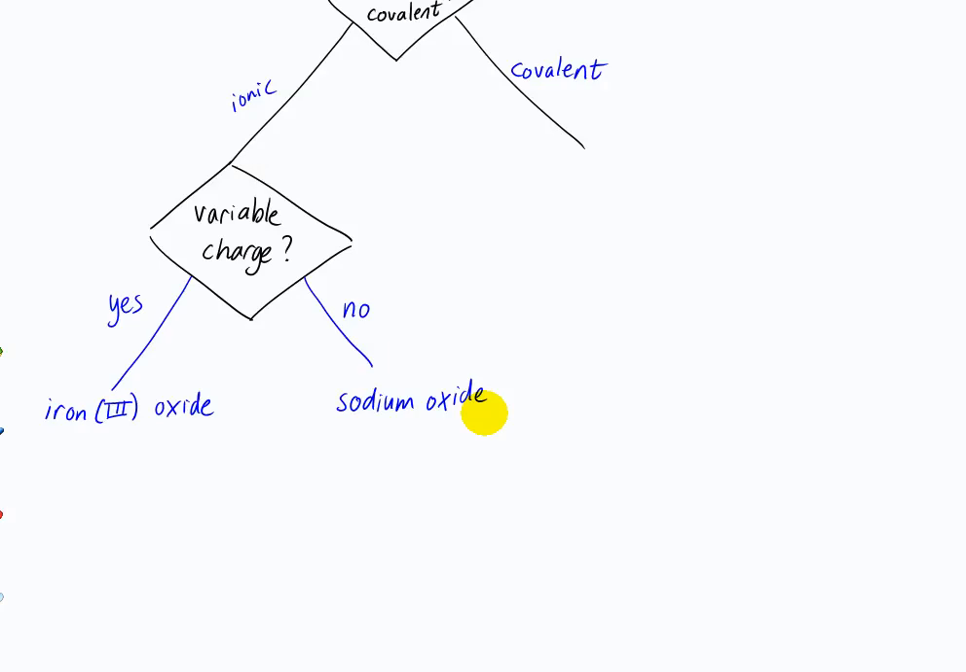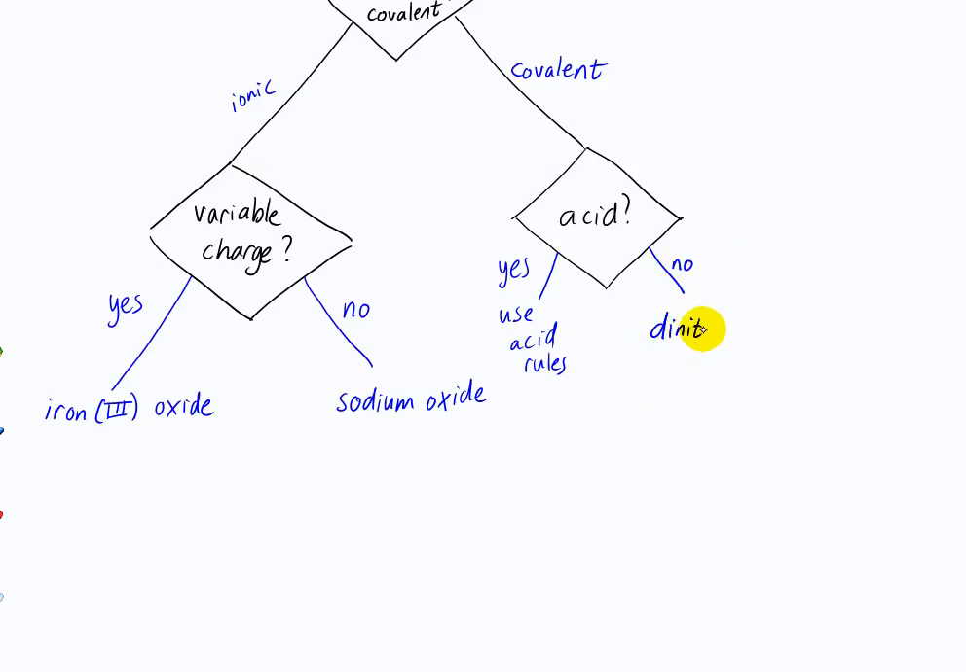All right, now on the other side, if it's a covalent compound, if it doesn't have metals in it, what do we ask ourselves next to figure out how to name it? What are the two categories of covalent? Ideas? The ones we just talked about. So is it an acid or not? If it is an acid, then I'll just say use acid rules. We just talked about those. So that would be like hydrobromic acid or whatever. If it's not an acid, then we use the non-metal rules of going through and calling it everything, right? So something like dinitrogen monoxide.